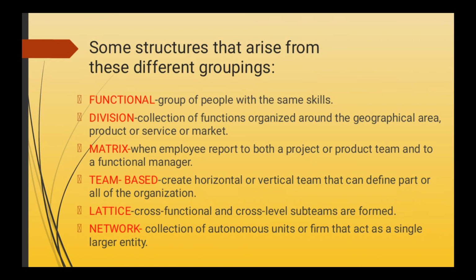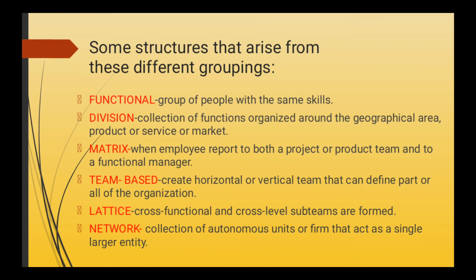Matrix. When employees report to both a project or product team and a functional manager. Employees represent their function in their work team, which allows the team to have all the skills and expertise it needs to perform effectively and make good decisions. Team-based. Create horizontal or vertical teams that can define part or all of the organization. Unlike matrix teams, in a team-based structure, performance team members from different functions are permanently assigned to the project or product team and do not report to a second functional manager.